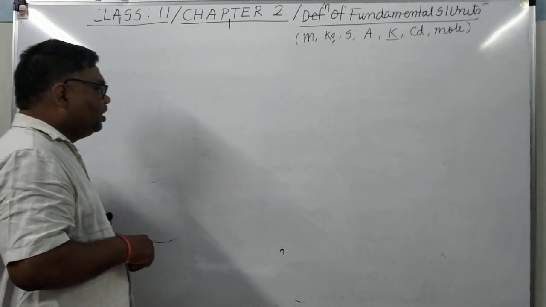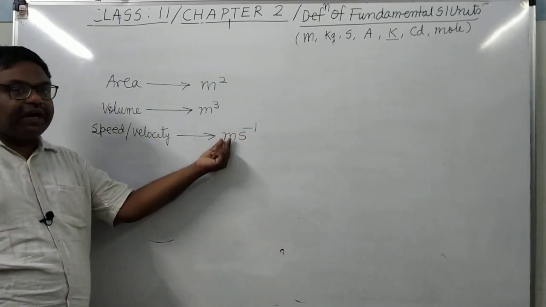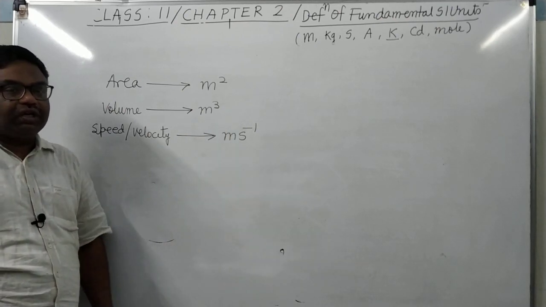There are billions of derived quantities. Earlier we have also discussed area. It is a derived quantity. Its derived unit is meter square. Volume is a derived quantity. No need to have a separate unit for this. Its derived unit will be meter cube. Speed or velocity is also a derived quantity. There is no need to have a separate unit for this. Its derived unit is meter per second. We can find it simply by dividing the unit of length by the unit of time.